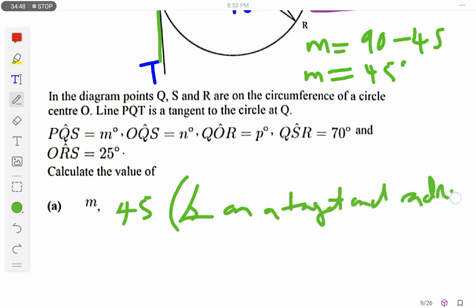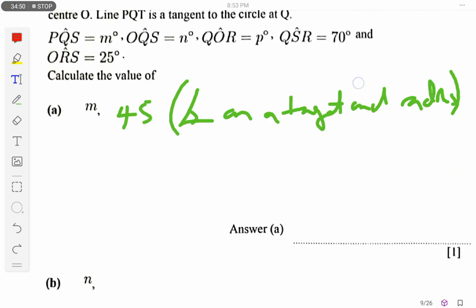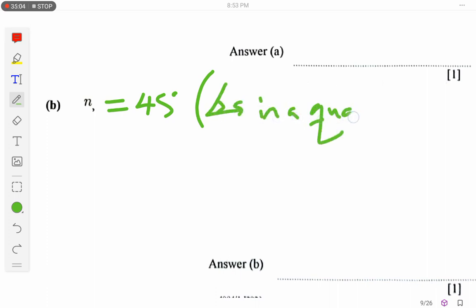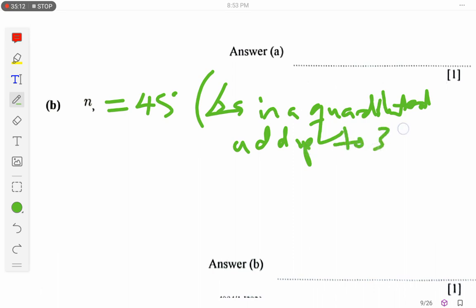Okay, that's the reason. Let's move on. Find n. We said n was 45 again, so this is 45 degrees. The reason we said is angles in a cyclic quadrilateral add up to 360 degrees. Okay, like that. Let's move on.